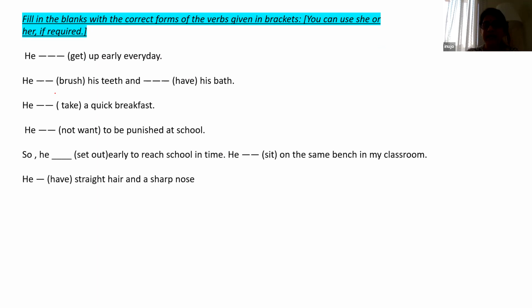Now the next one. He dash his teeth and dash his bath. He brushes his teeth and has his bath. This is a regular thing, a routine. So simple present tense again.